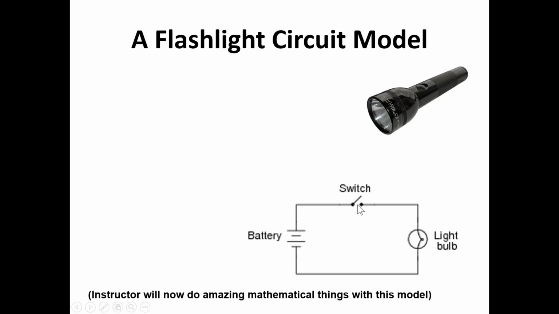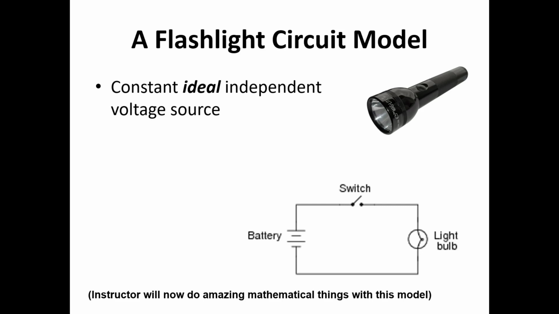Then there's a little switch to turn the thing off. And then the light bulb. We've drawn a little symbol that looks like a light bulb, but you could also use a resistor. If we were in normal class, I would do a little example here, but I'll do that later.